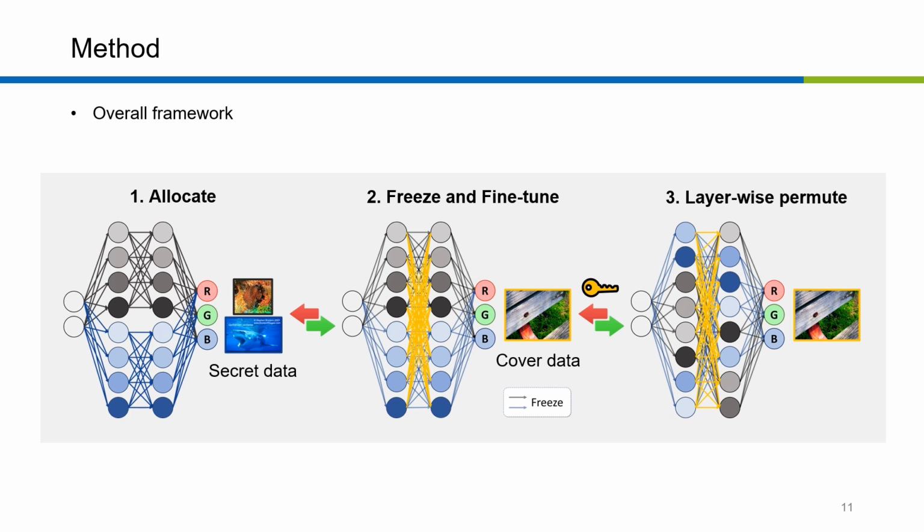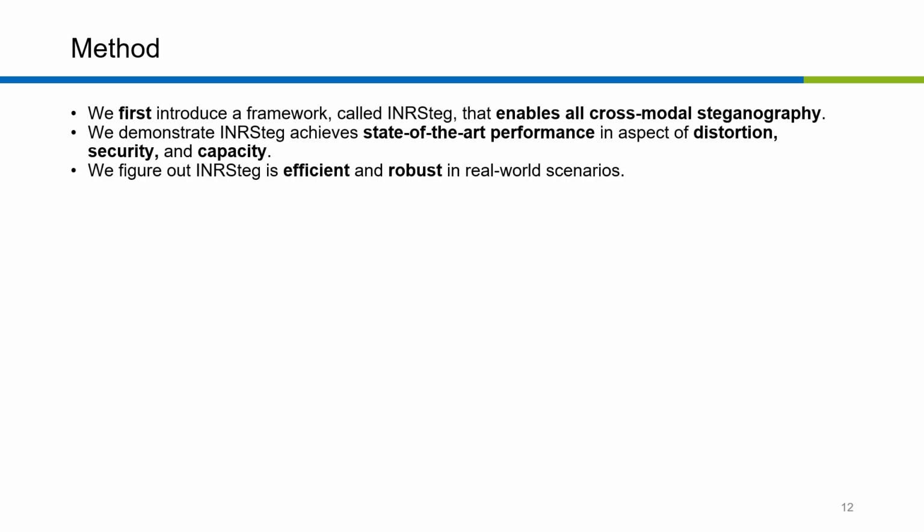Although we use the example of hiding two images within a single image, the modality of both the secret data and the cover data can be switched to anything else. In our paper, we propose the first framework that makes this kind of cross-modal steganography possible through comprehensive evaluation. We demonstrate that our framework outperforms existing methods in terms of distortion, security, and capacity. It is also more efficient and robust in real-world scenarios.